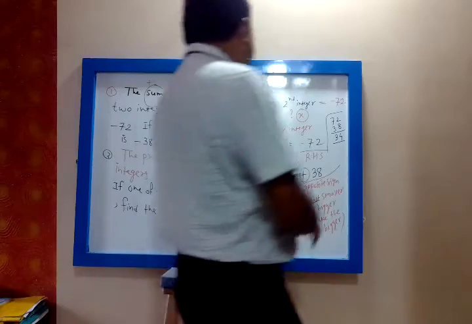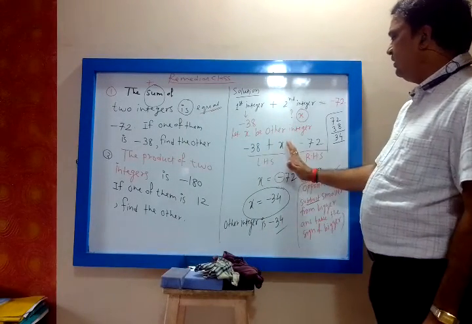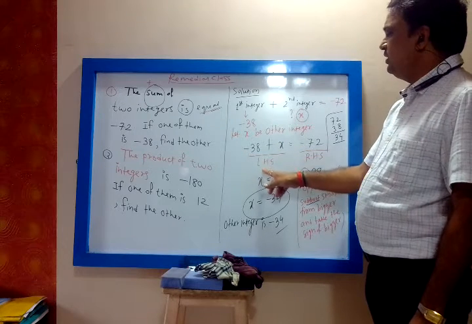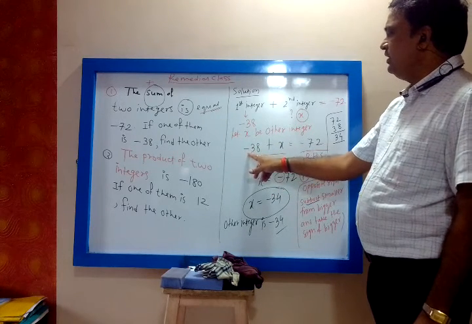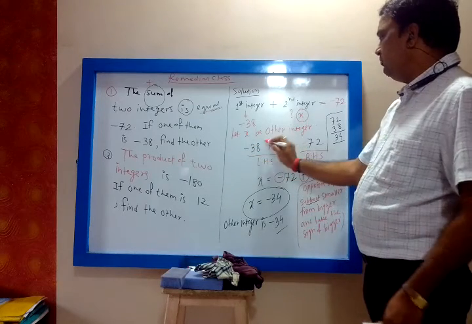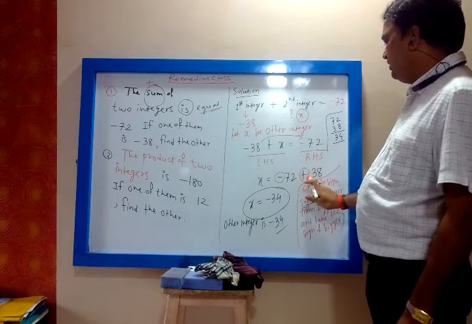Now before the equal to, it is my left hand side. After the equal to, it is my right hand side. Minus 38 is on the left hand side. So when you take minus 38 to the right hand side, it will become plus 38.